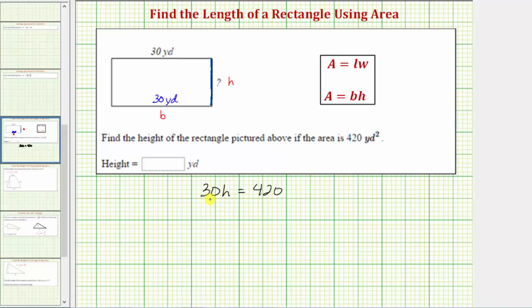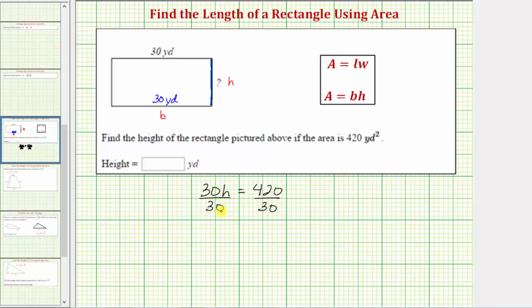Remember, 30h means 30 times h. So if we solve this equation for h, we can determine the unknown height. And again, because 30h means 30 times h, to solve for h, we need to undo this multiplication by performing the opposite operation. And therefore, to undo multiplying by 30, we'll divide both sides of the equation by 30.